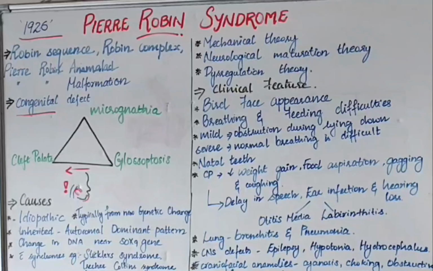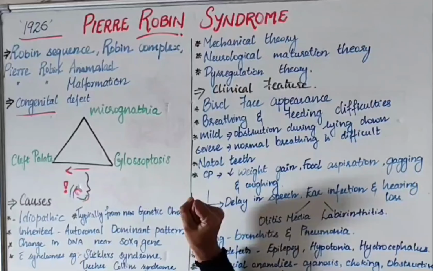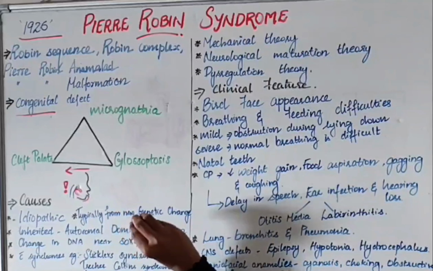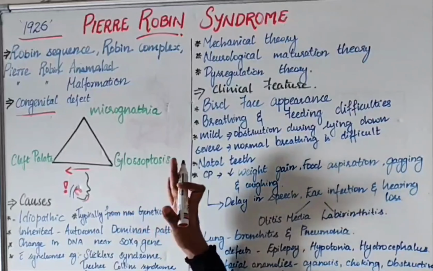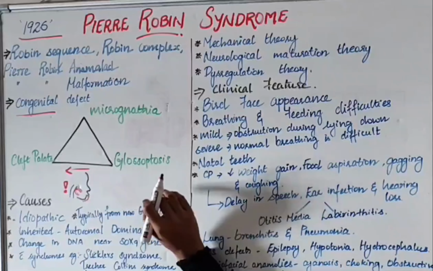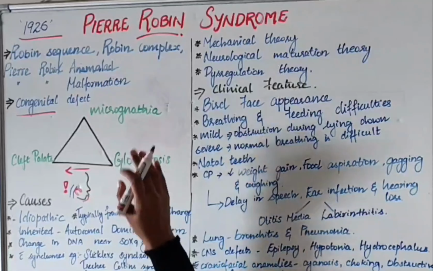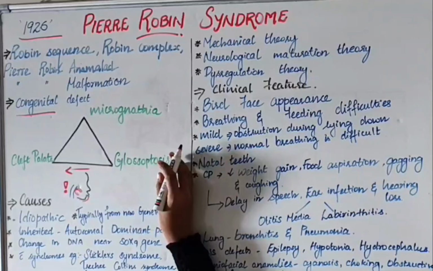Hi, in this video we'll be seeing about Pierre Robin Syndrome. This is another topic in developmental disturbance of jaws. This is the second video in developmental disturbance of jaws. In the first video we discussed agnathia, micrognathia and macrognathia. So the second is about Pierre Robin Syndrome.